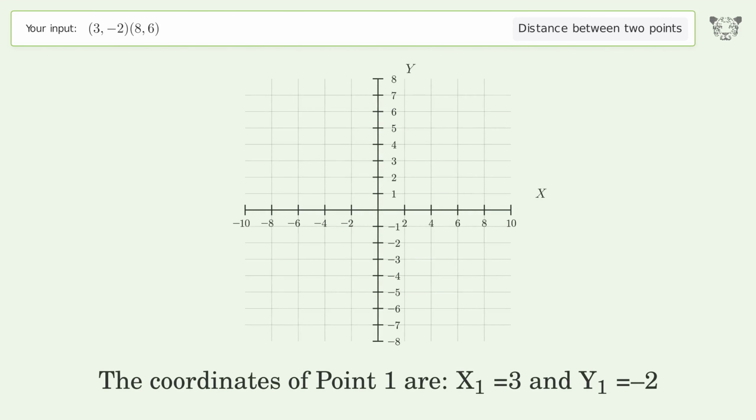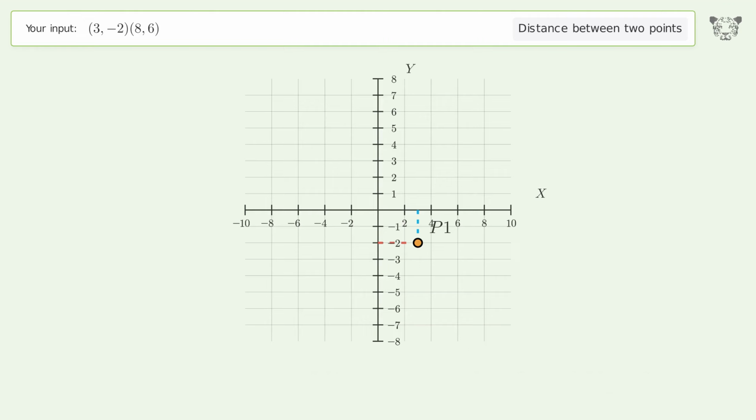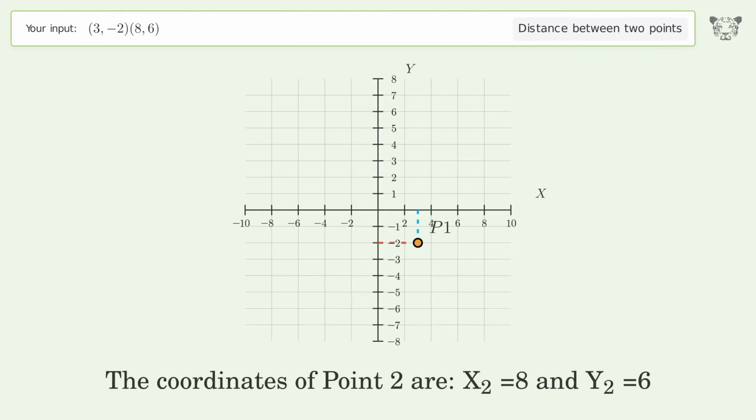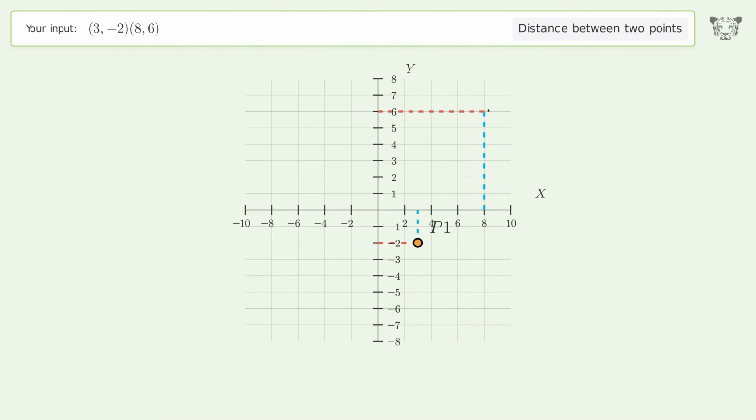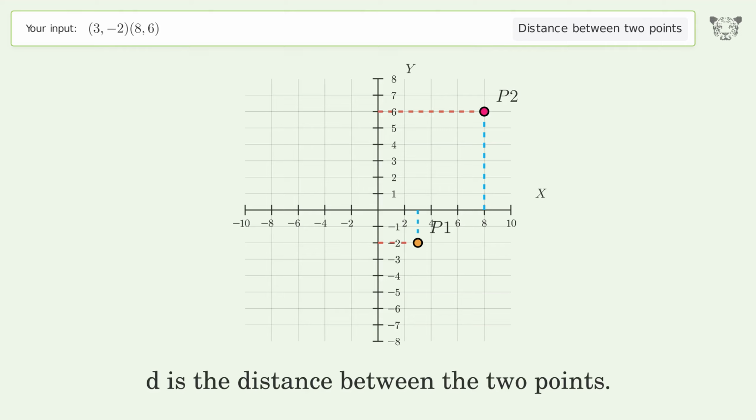The coordinates of point 1 are, x1 equals 3 and y1 equals -2. The coordinates of point 2 are, x2 equals 8 and y2 equals 6. D is the distance between the 2 points.